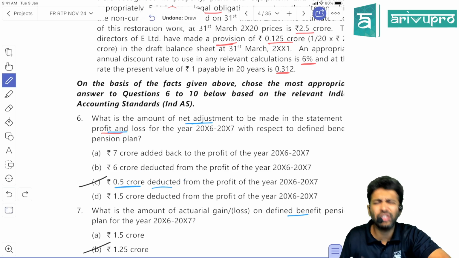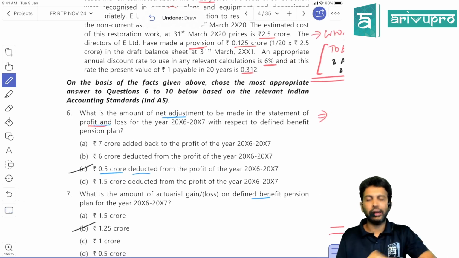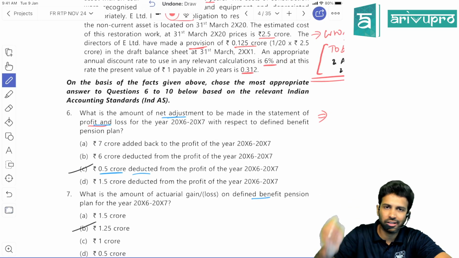We are debiting P&L, which means obviously the P&L balance will be reduced. So 0.5 crores will be deducted from the current year profit. Okay, so that's the right answer.